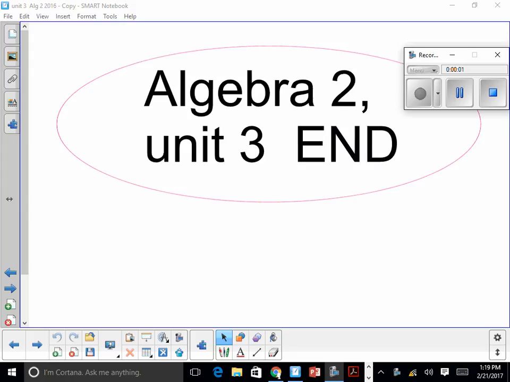2A yellow class. It is Tuesday, February the 21st. Looking at standard 2 in unit 3. Let's write down again, I'm writing below you, right above, the learning target.